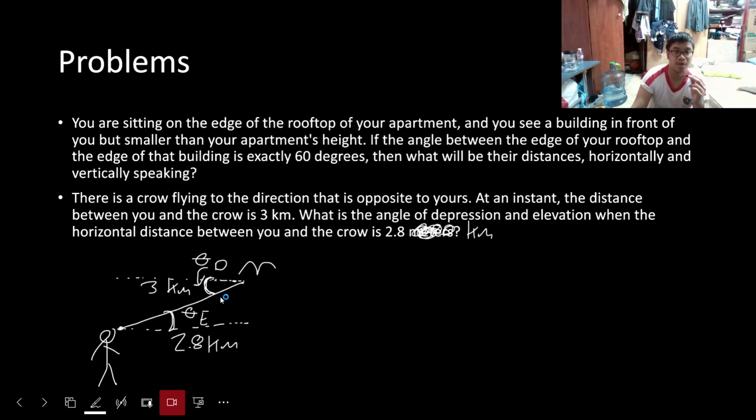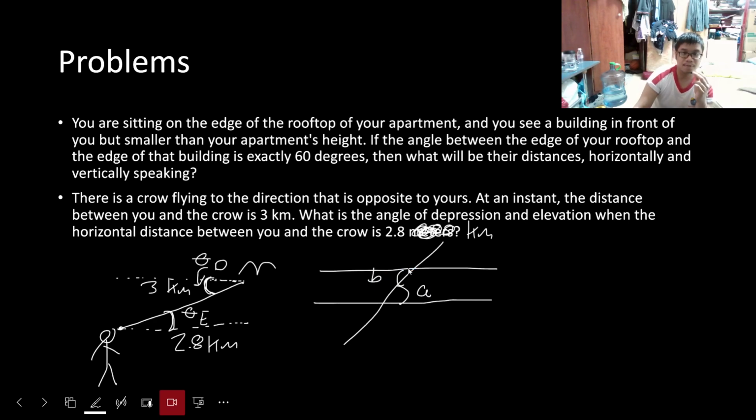This one. Now, if you're going to take a look, it seems like we have what you call an alternate interior angle, where, for example, we have two parallel lines and then it's been cut by a transversal line. Let's just say the angle here is A, and then we have an angle here that is B. So we have two lines, and it's been cut by a transversal line, which is a diagonal line rather.